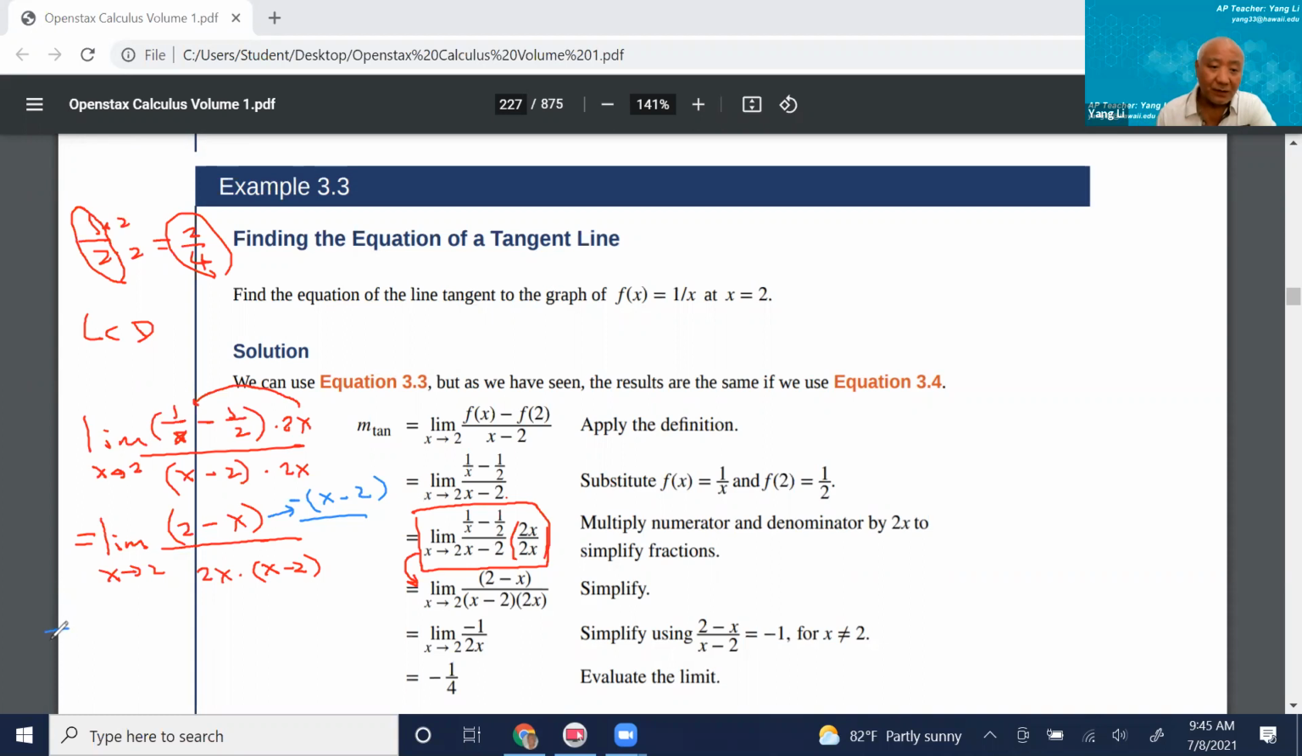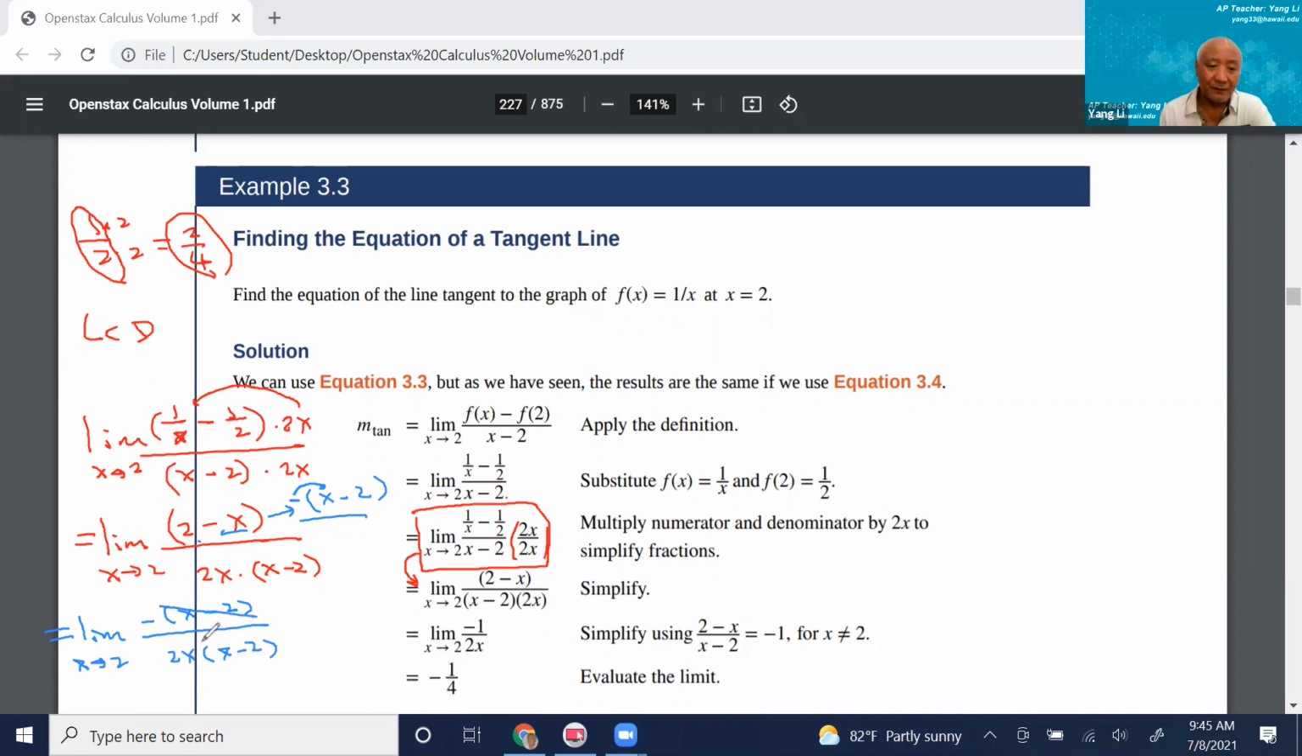So when you get this one, you get the limit as x approaches 2. Why does 2 minus x equal negative (x minus 2)? Because you distribute the negative here, that would be negative x. The negative here times negative 2 is positive 2. Same, just changing the format, okay? So when you get this one, you're going to have negative (x minus 2) over 2x times (x minus 2), like this.